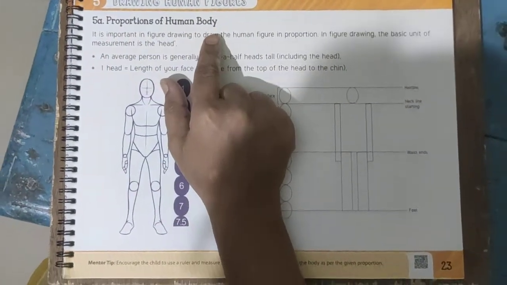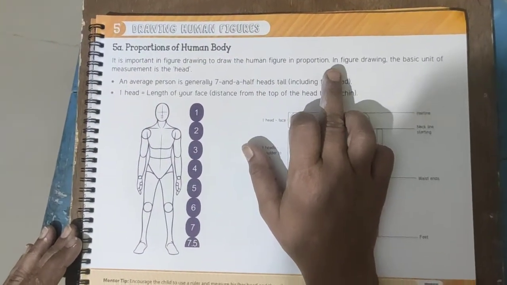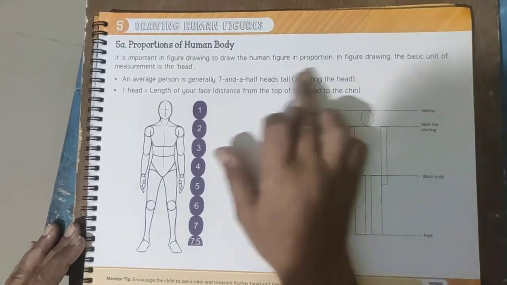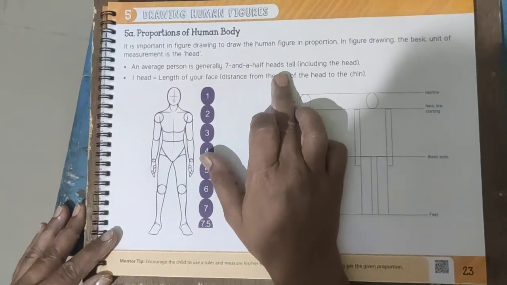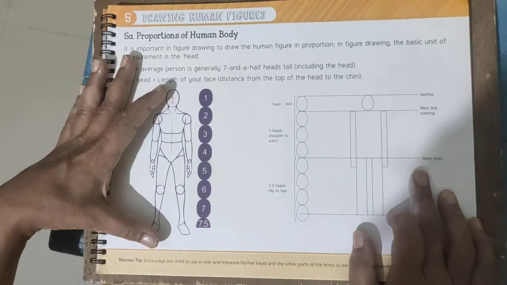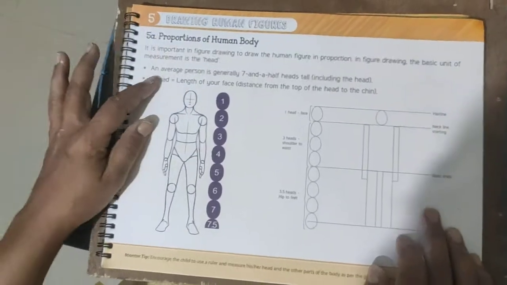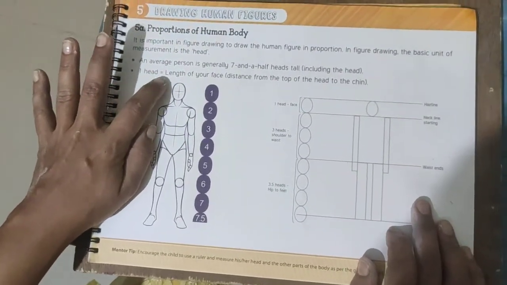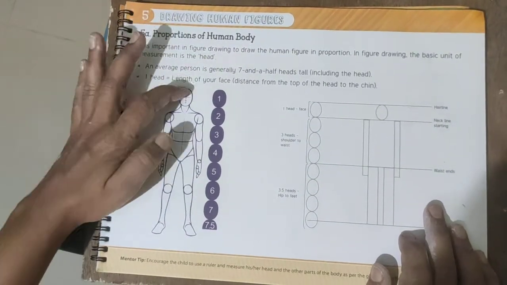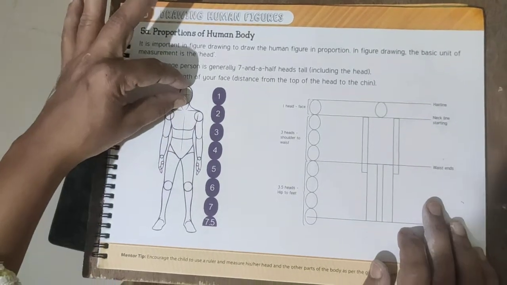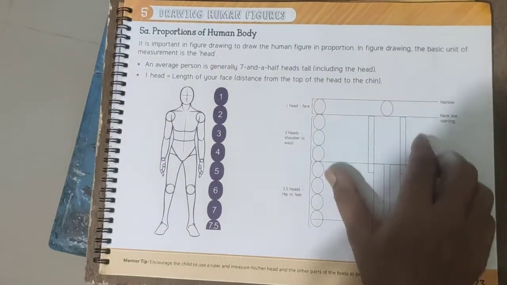Proportions of the human body. It is important in figure drawing to draw the human figure in proportion. In figure drawing, the basic unit of measurement is our head only. An average person is generally 7.5 heads tall. One head is equal to the length of our face, the distance from the top of the head to the chin.